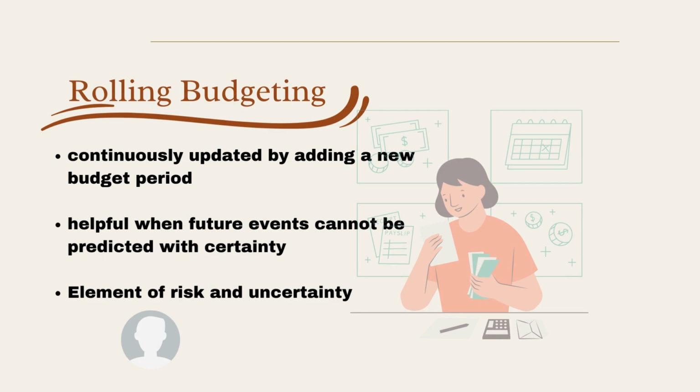What is rolling budgeting? A rolling budget is a budget that is continuously updated by adding a further budget period when the earlier budget period has expired. It can be particularly useful when future events cannot be forecast reliably, which means it is frequently prepared when there is an element of risk and uncertainty. The benefit of a rolling budget is that the company's management will always have a budget that looks forward for one full year. There are several advantages and disadvantages as stated on the slide.